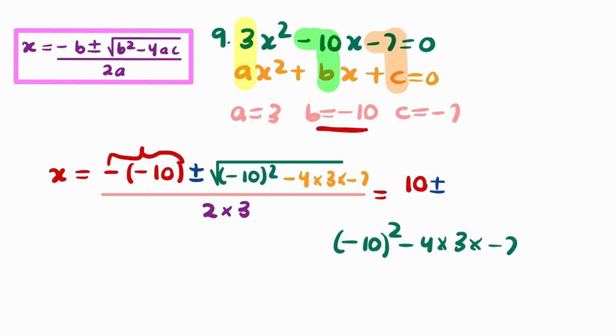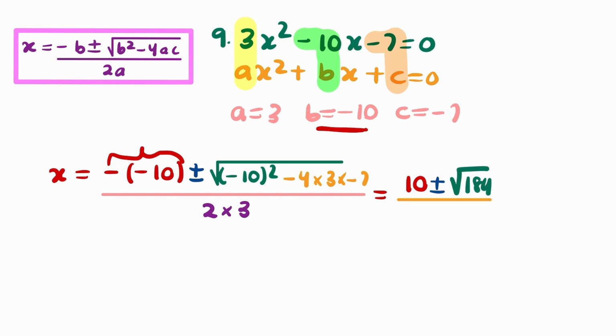Minus 10 squared is equal to minus 10 times minus 10 which is equal to 100. Minus 4 times 3 is equal to minus 12. And then minus 12 multiplied by minus 7 is equal to plus 84. When we add them up together, we get 184. So we can rewrite what's inside the square root as 184, over 2 times 3 is equal to 6.